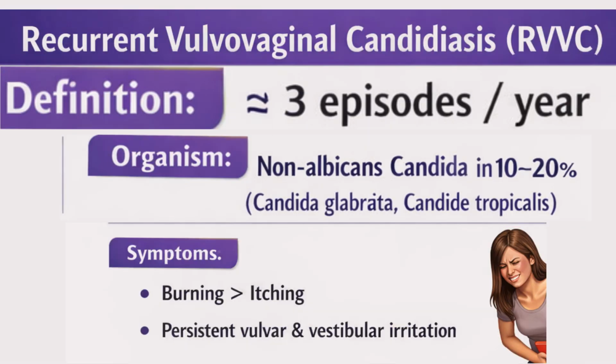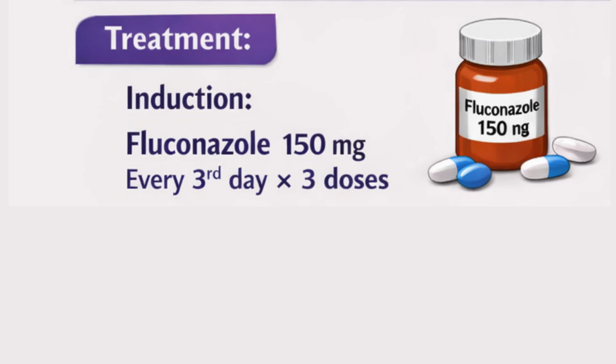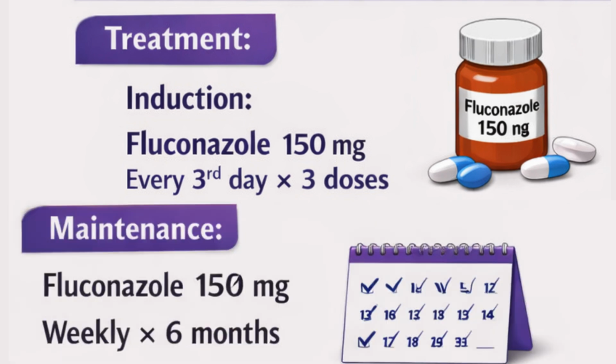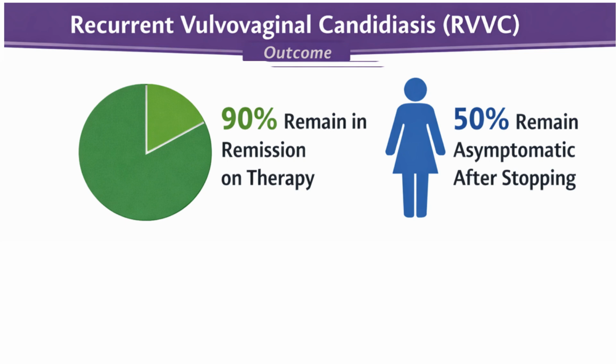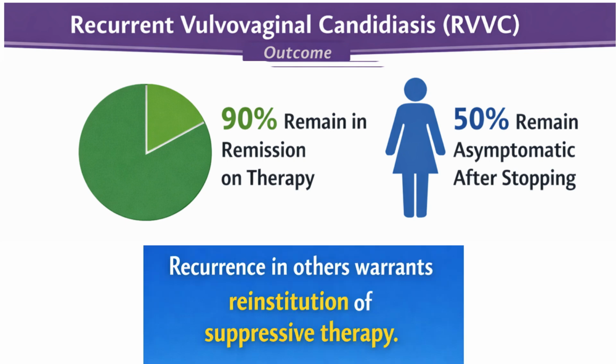Treatment of recurrent vulvovaginal candidiasis consists of 2 phases. First, induction of remission is achieved using fluconazole 150 mg every 3rd day for 3 doses. This is followed by maintenance or suppressive therapy with fluconazole 150 mg once weekly for 6 months. With this regimen, approximately 90% of women remain in remission during suppressive therapy. After discontinuation, about half remain asymptomatic, while recurrence in the remaining patients warrants reinstitution of suppressive therapy.